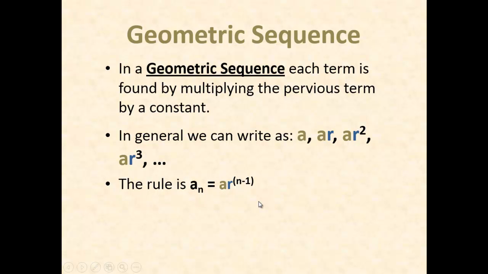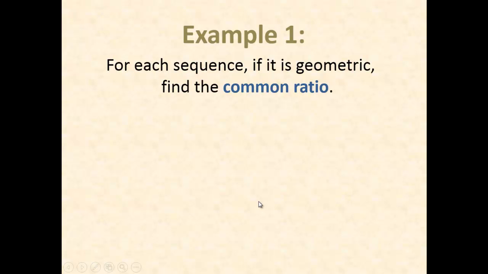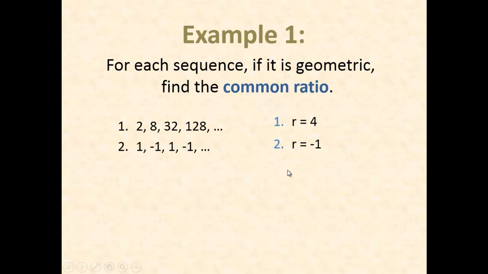For examples, for each sequence, if it is geometric, find the common ratio. For number 1, 8 divided by 2 is 4. 32 divided by 8 is 4 also. So the common ratio is 4. Number 2. Negative 1 divided by 1 is negative 1. 1 divided by negative 1 is negative 1 also. So the common ratio is negative 1. How about number 3? Please check it, guys.